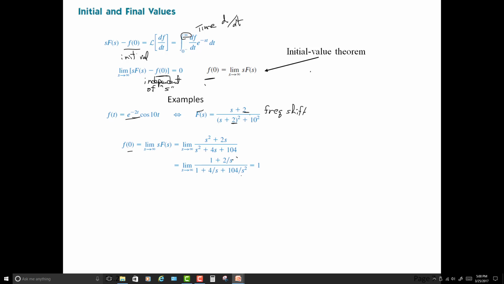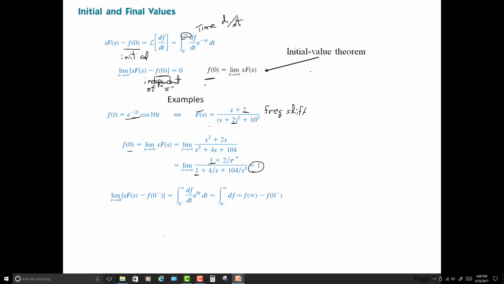Now, why did we do this? Because s is going to be taken to infinity, and we want to extract any constant terms, right? So now, what have we got? Pretty easily, the only constants are 1 in the numerator and 1 in the denominator. So there's our initial value. Just a great thing. All right, same thing can happen on the back end with final values.